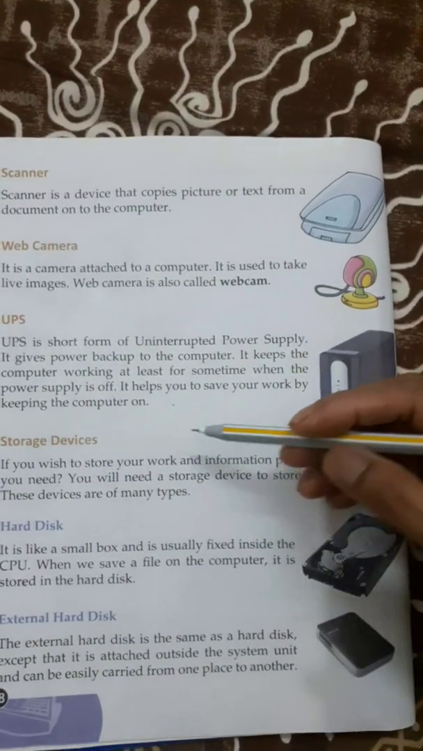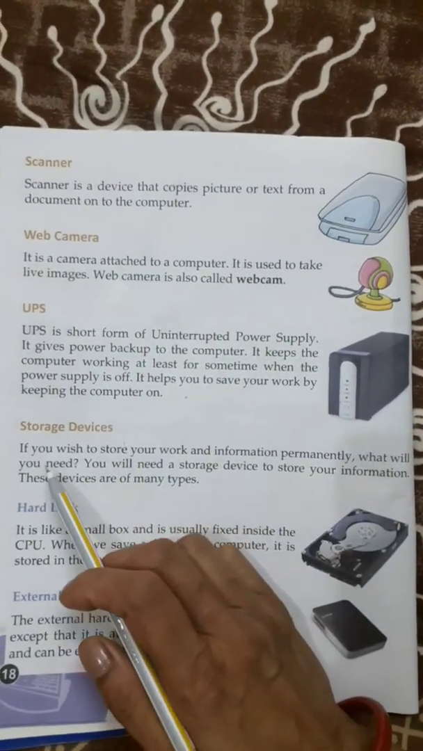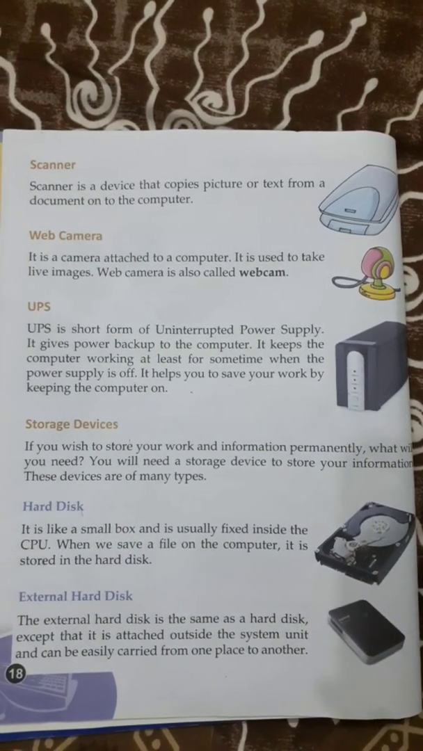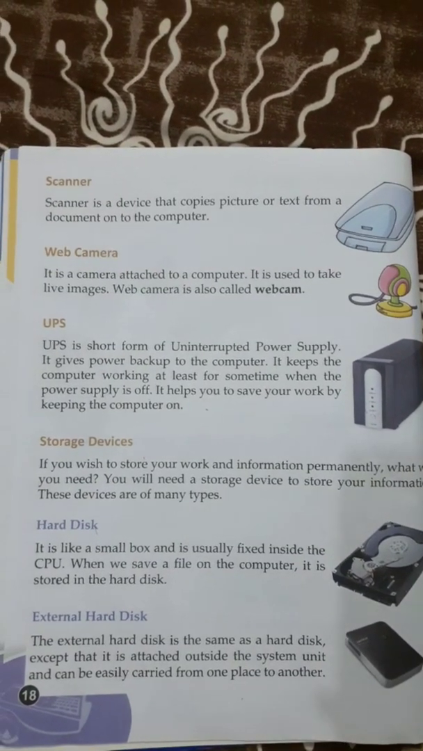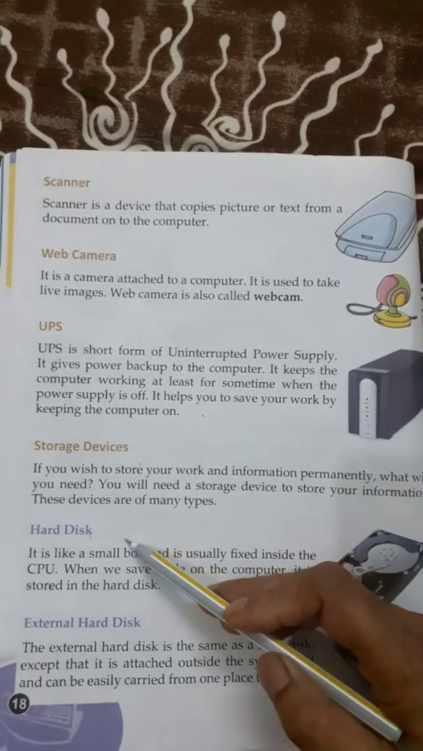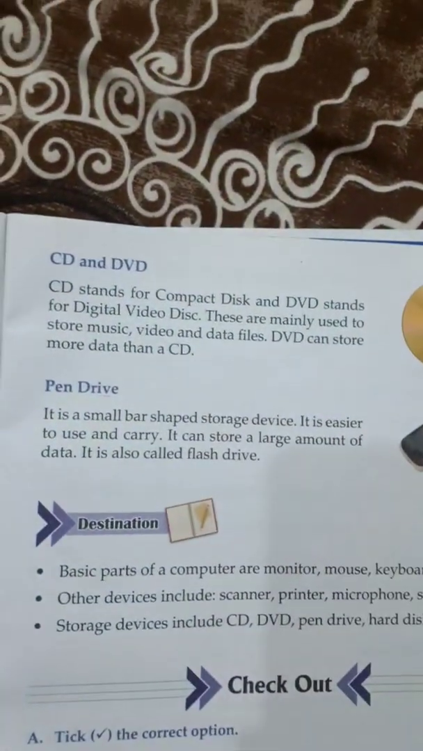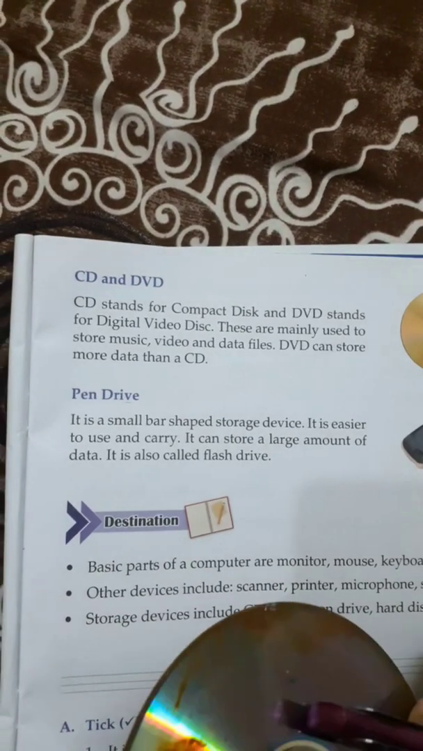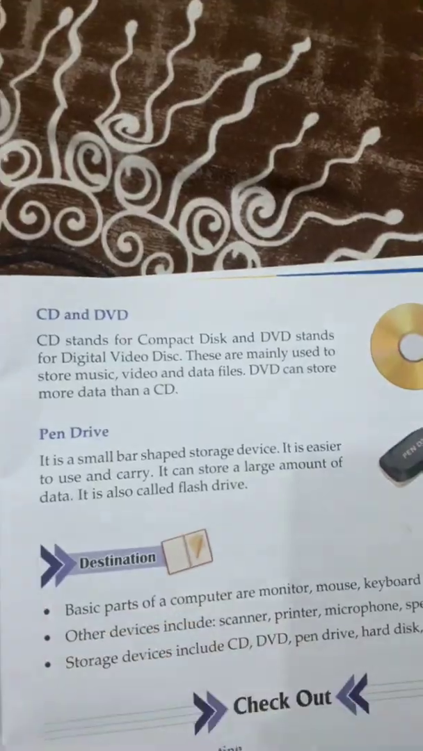Now students, these all are storage devices, okay, storage devices. If you wish to store your work and information permanently, what will you need? You will need a storage device to store your information. These devices are of many types: hard disk, external hard disk, CD, pen drive. Okay, these all are storage devices. We can store our documents in this.